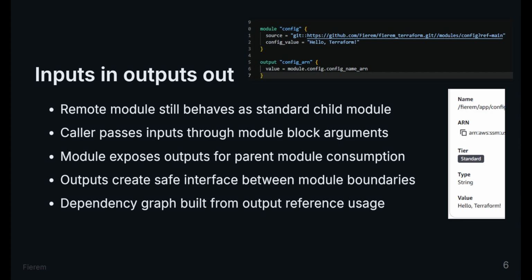A remote Git module is still a normal child module. The caller passes input arguments into the module block, and the parent reads exposed outputs back through module.name.output. That boundary matters because Git sourcing changes distribution, not evaluation semantics. Terraform still builds dependencies from references, so module outputs are the safe interface between the root module and downloaded child logic.